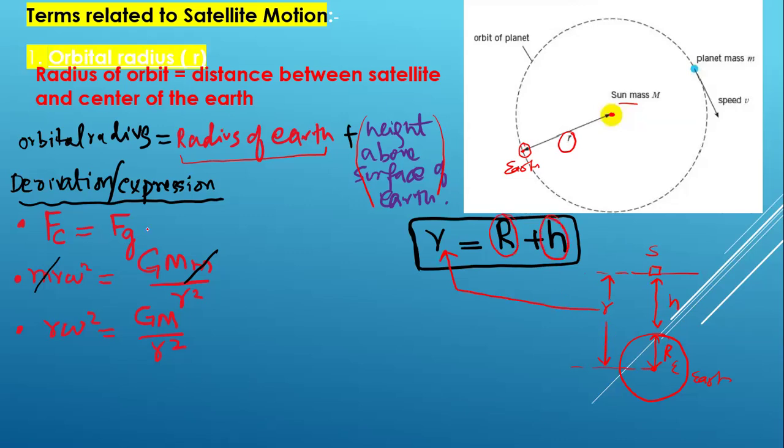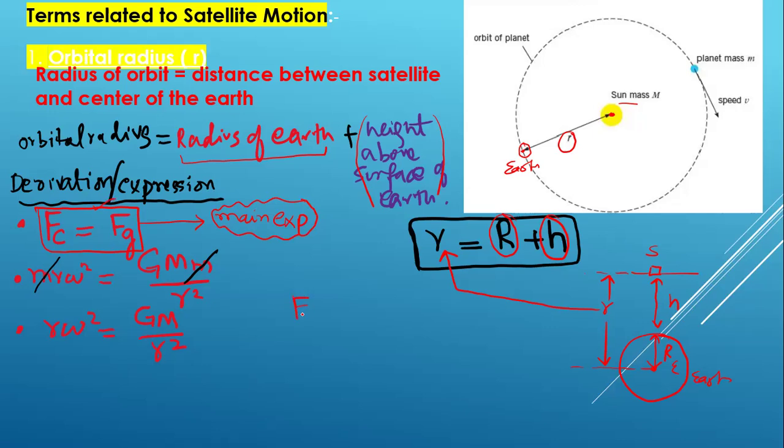For the derivation of the expression, we have to use centripetal force equal to gravitational force, because the centripetal force is being provided to the satellite by the gravitational force. And this is the main expression. Whatever you have to find, like orbital radius, orbital velocity, angular velocity, or time period, you will always start from this expression.